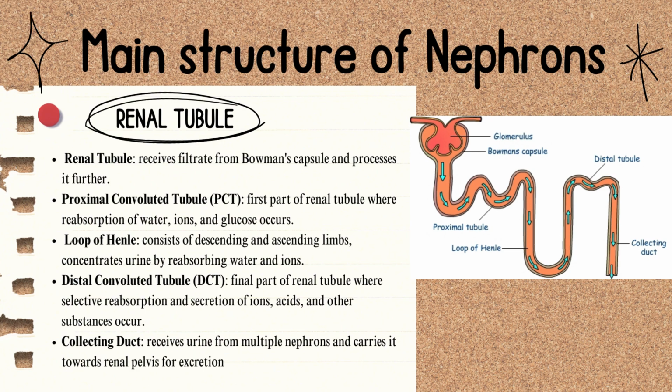This segment is always ready to respond to the body's needs, adjusting water and electrolyte levels with the help of powerful hormones like aldosterone and antidiuretic hormone. Finally, the collecting duct, the ultimate fine-tuner of urine concentration, receives the precious fluid from multiple nephrons and knows exactly how much water to reabsorb based on the body's hydration status. It is a true marvel of engineering, capable of producing either concentrated or dilute urine, depending on the body's needs.